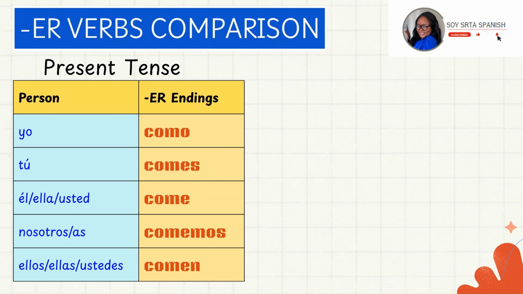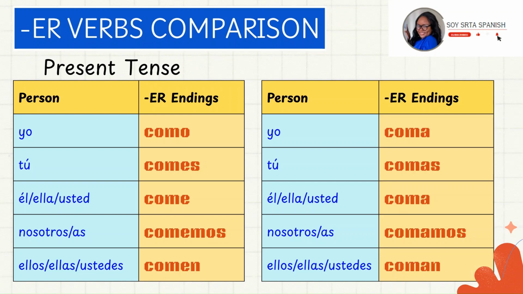Are you ready? That's right. So we start by switching out the yo form to an A ending. Opposite, right? Then we switch out all the E's for A's. So comes becomes comas, come becomes coma, comemos becomes comamos, comen becomes coman.